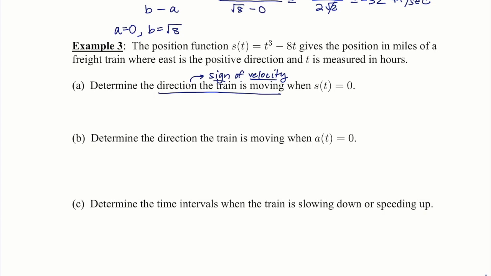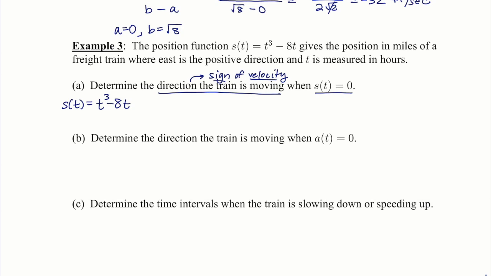So, and again, it's kind of like the last one. We're not told at a specific time. We're told when this position is 0. So here, it's not a height. We're moving east and west instead of up and down. But so when the position is 0, we need to find those t values and use those in the velocity to determine the direction.